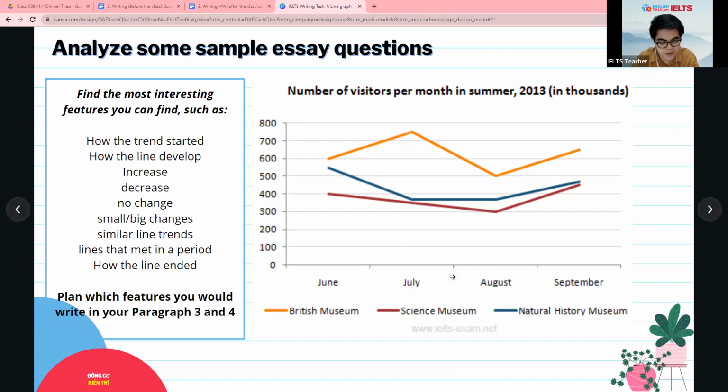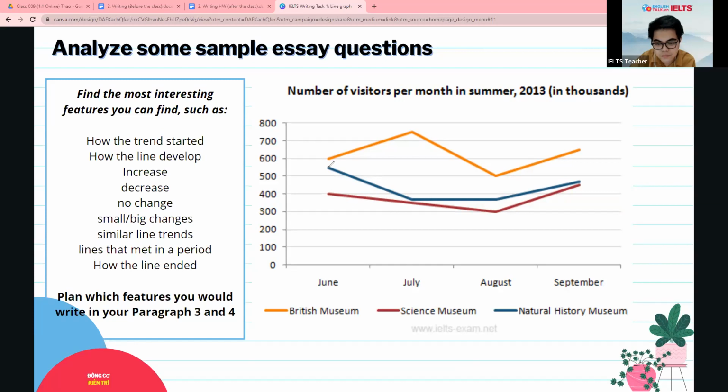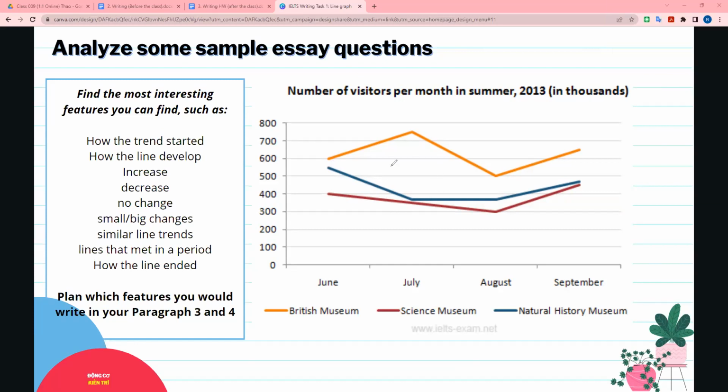Okay, can you analyze this one for me? 1, 2, 3, go. The number of visitors in the British Museum was always the highest, while it is the opposite for the Science Museum. And they all kind of seem unstable. And in paragraph 3, I think I'll put the Natural History Museum and Science Museum from June to July.